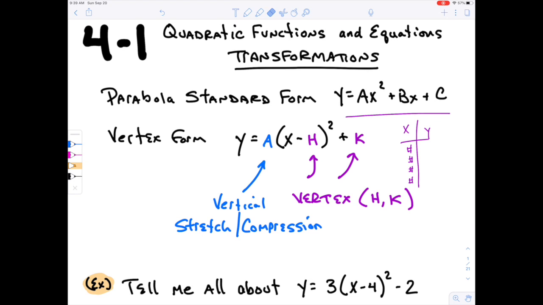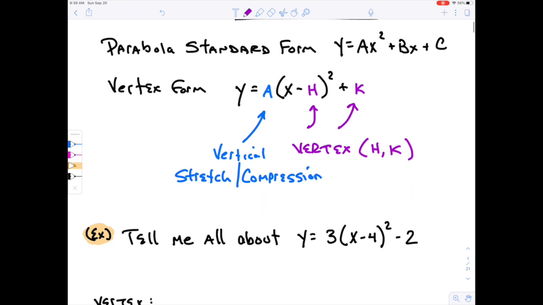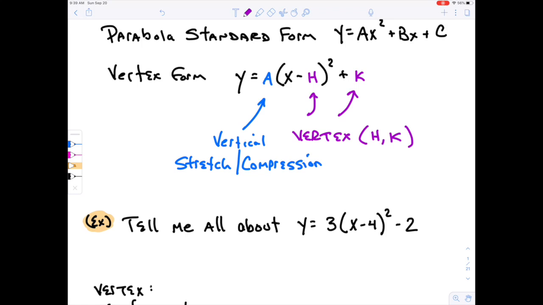However, there is this alternate technique, which is if you have something given in vertex form, which happens more often than not. If you have something in vertex form, you can pull information right off of the equation itself, like the vertex, and the stretch or compression, and you can graph directly from the equation. So let me show you an example, right?